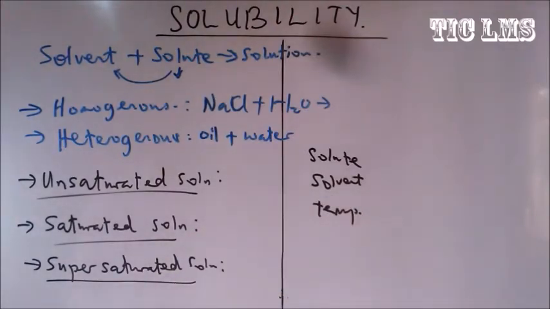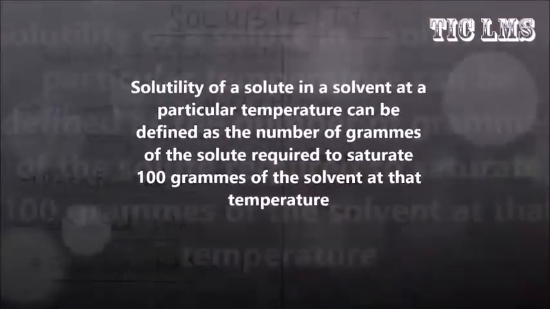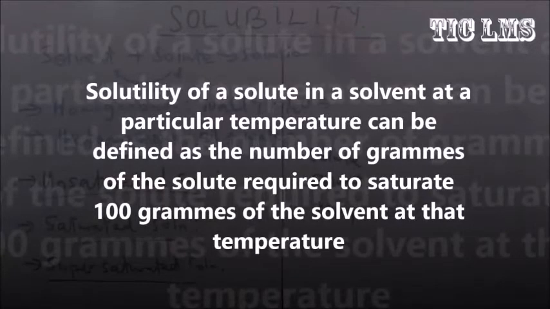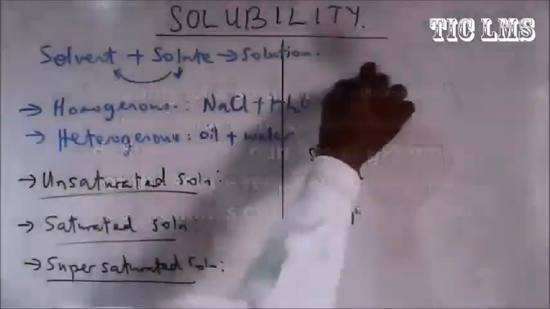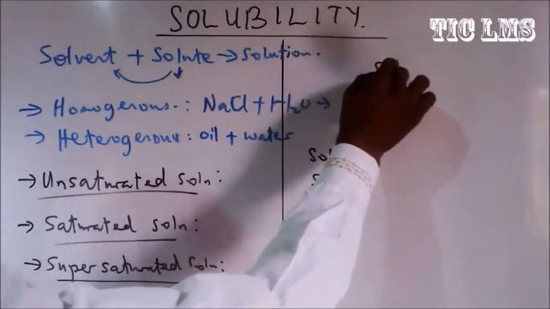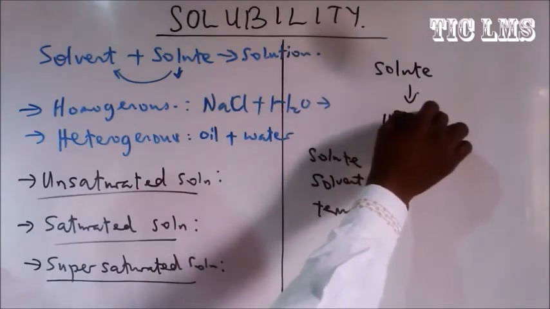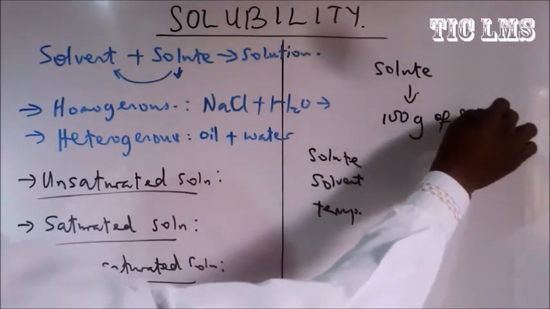Because when we tamper with the temperature, it is possible that more solute will dissolve or more solute will precipitate or crystallize. Now, the solubility of a solute in a solvent at a particular temperature is the number of grams of the solute that is required to saturate 100 grams of the solvent. So in solubility, we are saying that a solute is dissolved in 100 grams of the solvent.